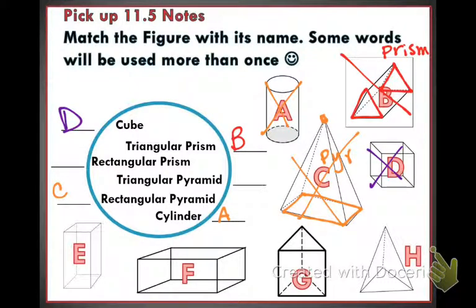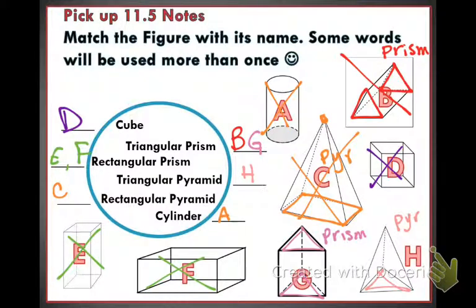E, what do we think? Rectangular prism. Anything that looks like a box that you could move in. Letter F. Rectangular prism again. Letter G, prism or pyramid? Prism. And what's the base? Triangle. It's a triangular prism. And then the last, prism or pyramid? Triangular pyramid. It's going to be a pyramid, and the base is indeed a triangle.